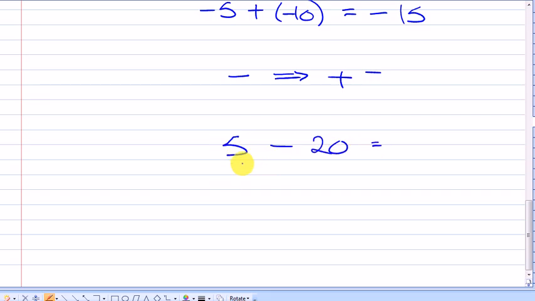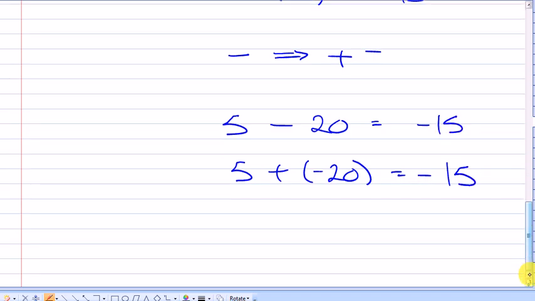Okay? We can do the same thing here. The first number we never worry about. The first number stays whatever it is. So 5 stays 5. That minus sign becomes plus a -20. Now we have two integers with opposite signs. We take the sign of the number with the larger absolute value and we subtract those two numbers. So that becomes a -15. So that means this answer is a -15.